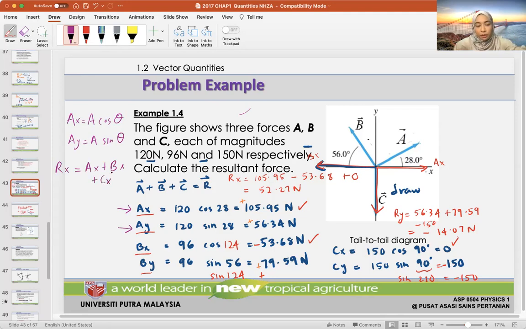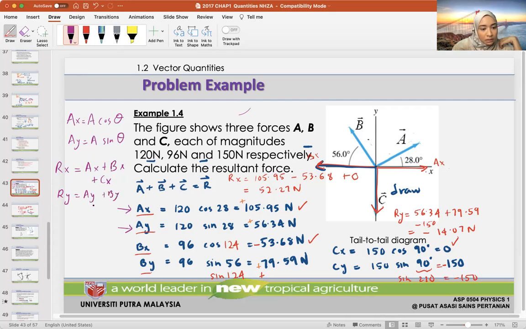Why do you have to resolve before you can add? Because you can only add vectors that are in the same axis or in the same line. They have to be parallel, in the same axis or opposite direction. If opposite direction, subtract. If in the same direction, all to the right, add. If one goes to the left, subtract. Okay, and then Ry.